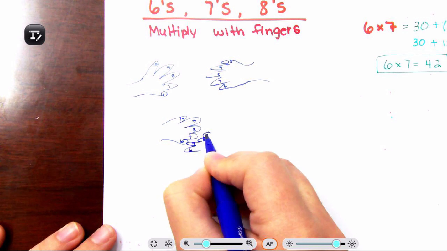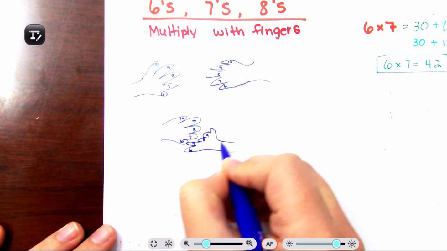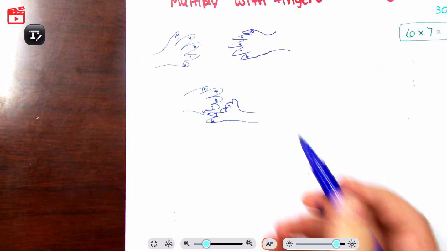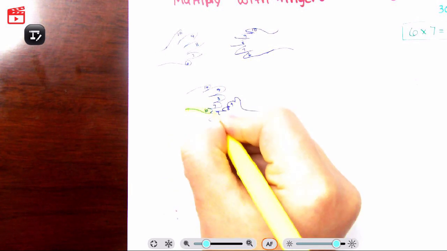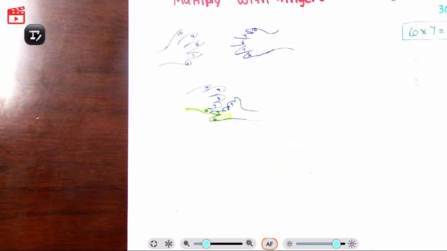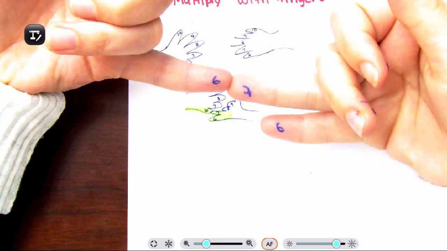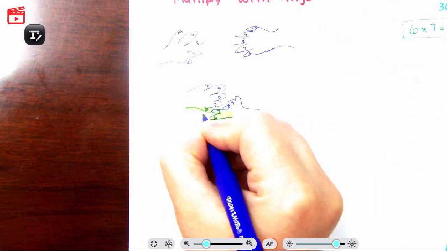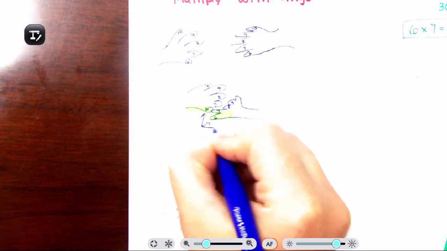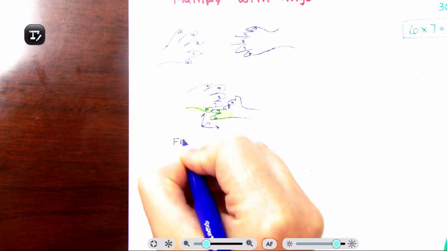6, 7, 8, 9, 10. Again, don't mind my drawing. So this is your 6. And this is your 7. 6 and 7, 3 fingers. Each finger is worth 10. So fingers that are touching.